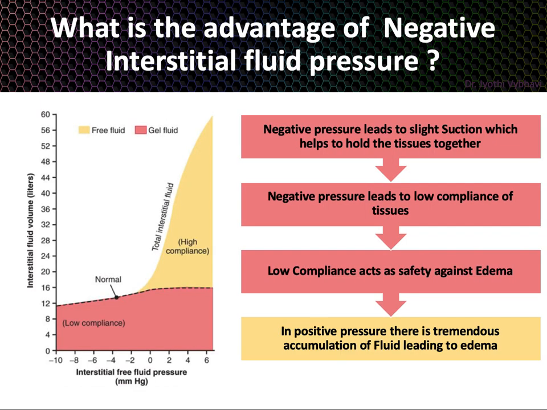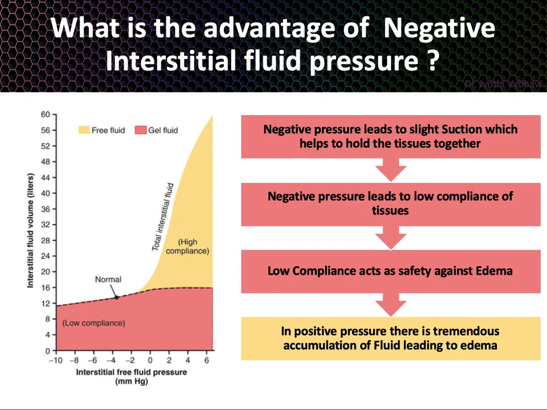So now that we know that interstitial fluid pressure is negative all over the body, we have to know the advantages of it. Is it really advantageous or not? Obviously, when it is throughout our body, it should be an advantage. So let's see what happens.